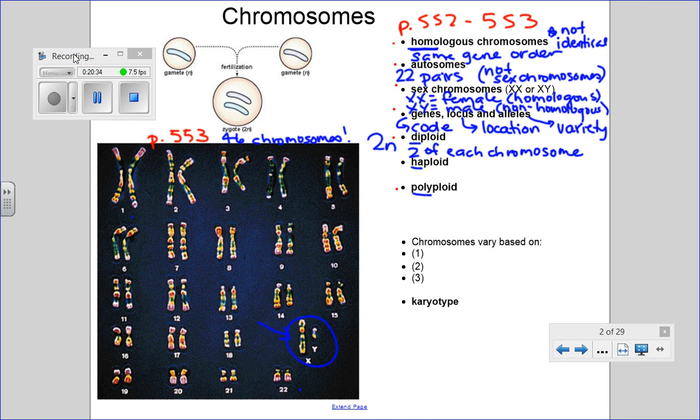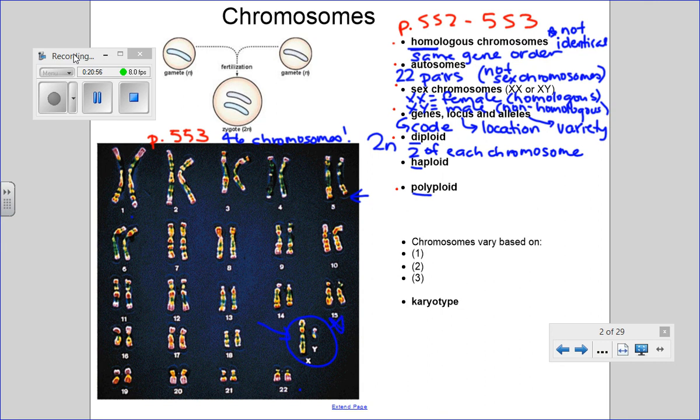So a normal human cell, aside from a few exceptions which we'll discuss, would have 2n chromosomes or be referred to as diploid. So this person here, whose chromosomes we're looking at, this is showing you diploid. There are 23 pairs of chromosomes.